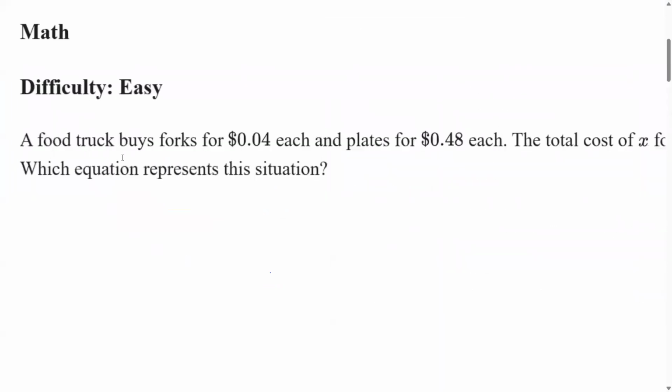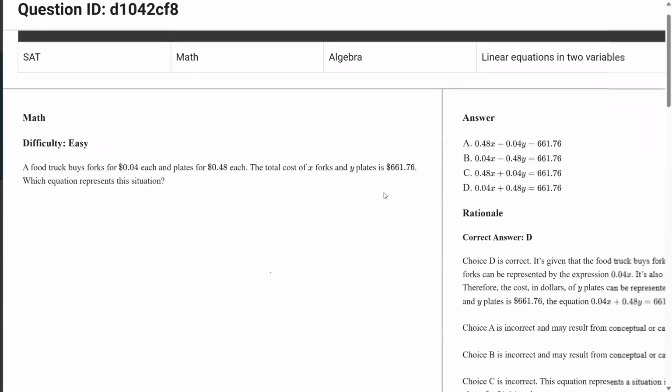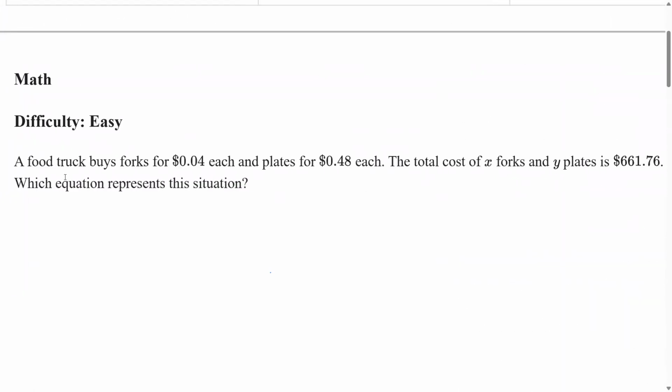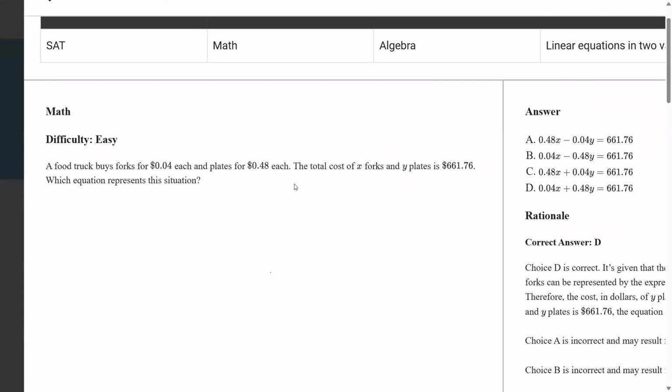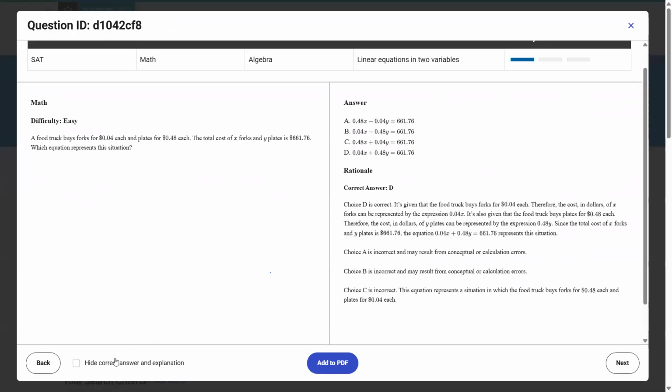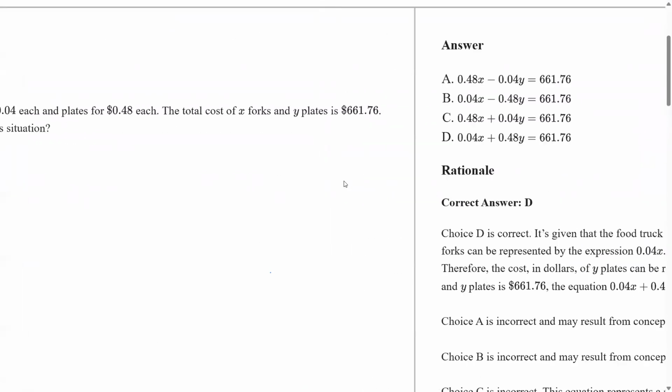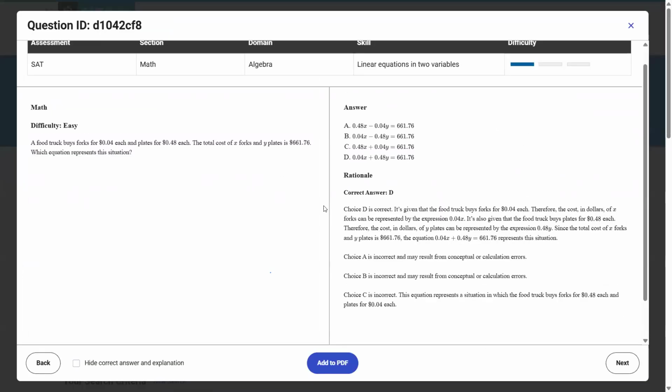A food truck buys forks for 0.04 each, and plates for 0.48 each. The total cost of X forks and Y plates is this. Which equation represents this situation? Easy question. All you have to do is 0.04 times X plus 0.48 equals, so the answer should be C. Not C, sorry. The answer should be D. Yes, 0.48 for the Y and 0.04 for the X.